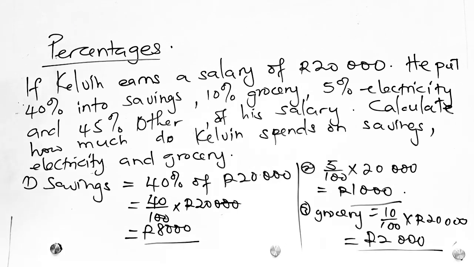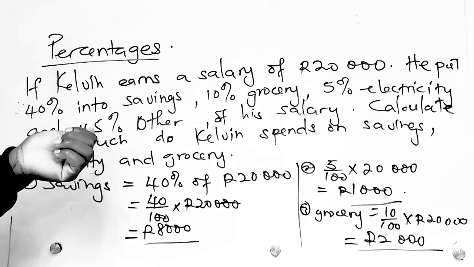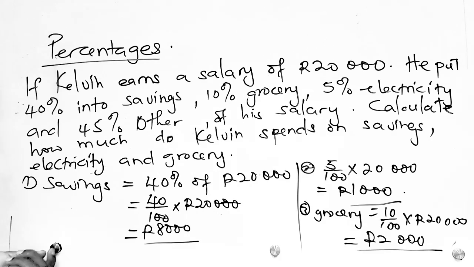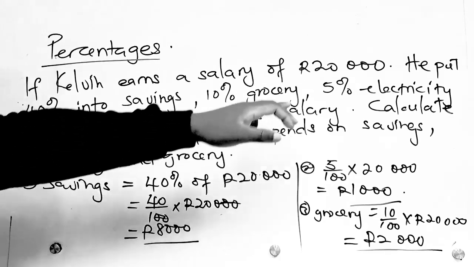So if you want to find the 45% of the other, it's just 45/100 multiplied by 20,000. If you add those amounts, they must add up to 20,000.